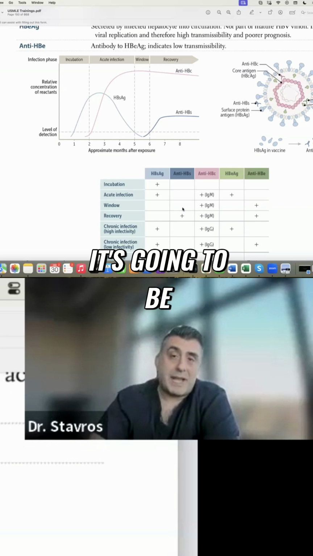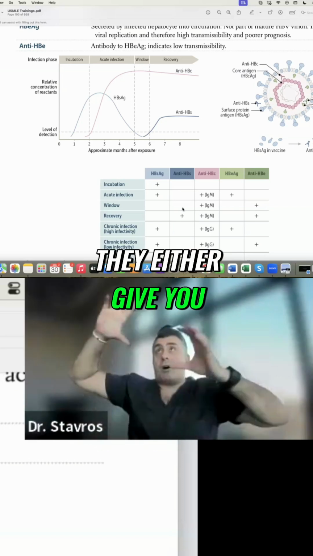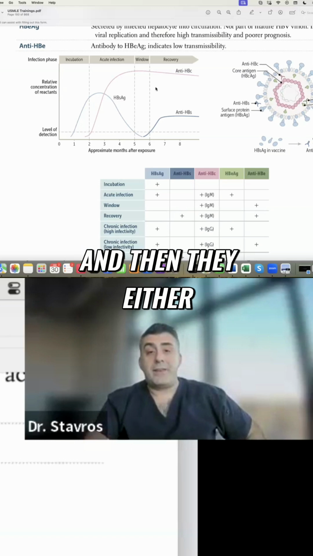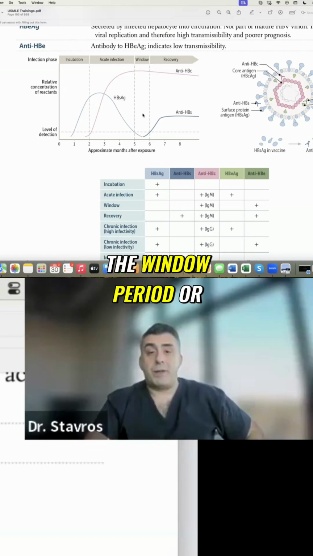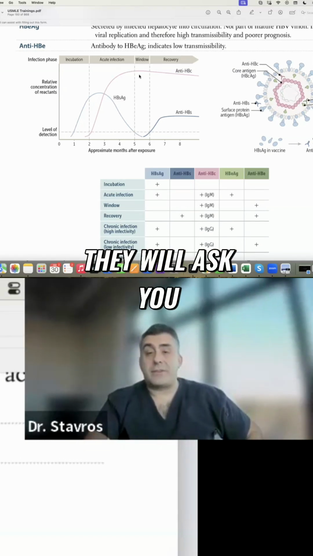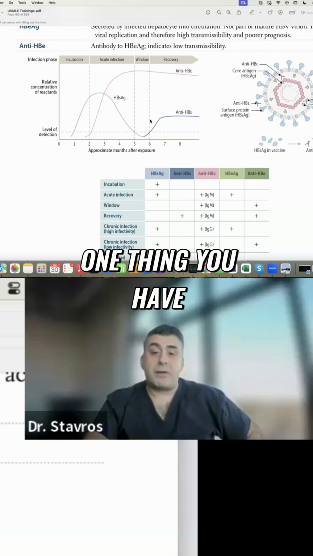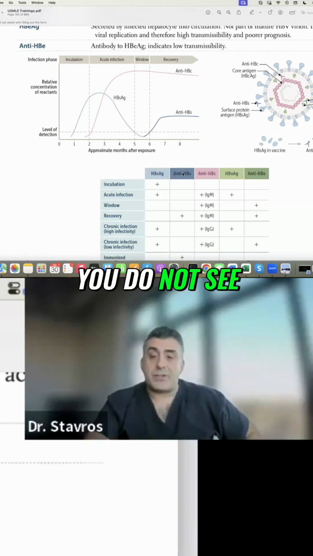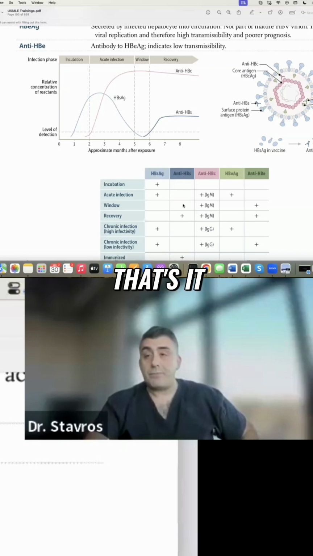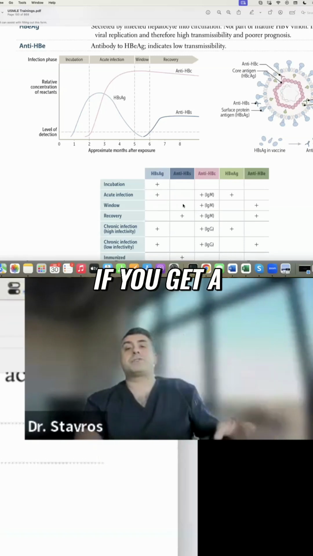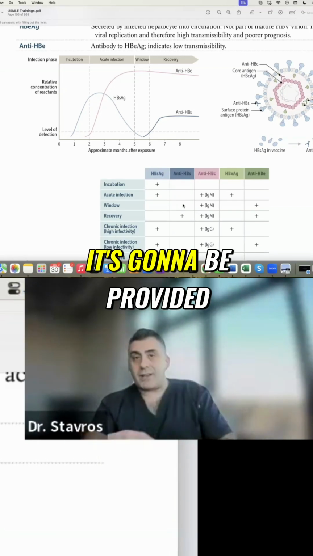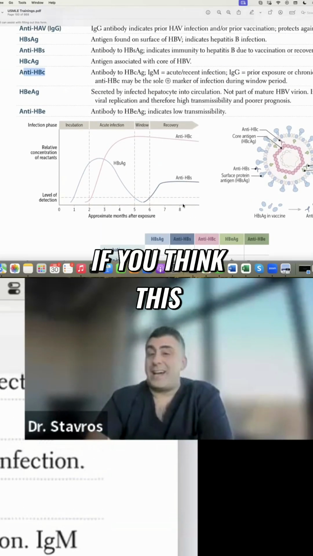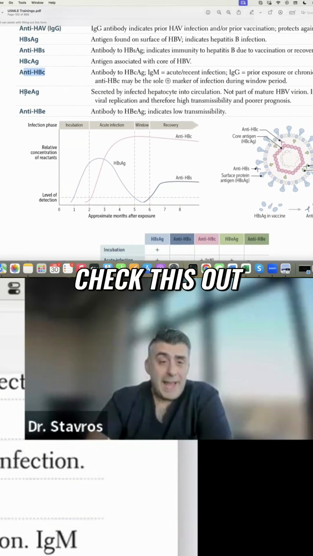If they do, it's going to be asked where they either give you a table or a diagram like this, and then they either will ask you about the window period or they will ask you without the diagram. One thing you have to remember, in the window period, you do not see surface antigen, you do not see anti-surface antibody. That's it. Just know that. If you get a question about that, it's going to be provided to you. Answers window period.